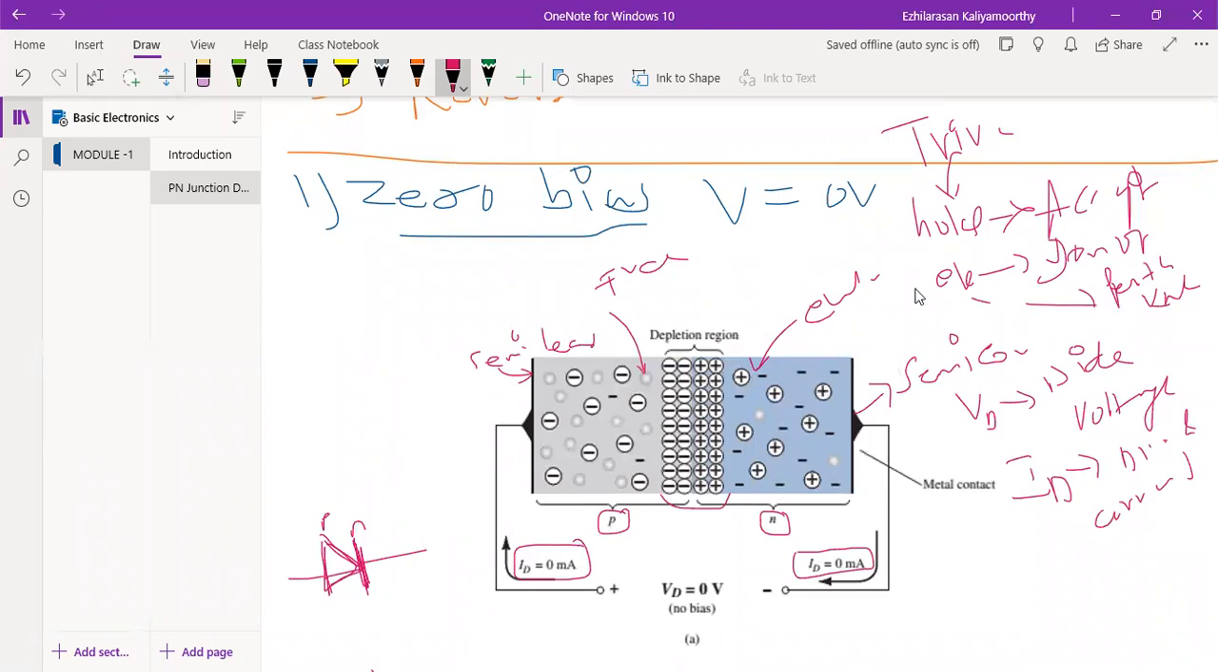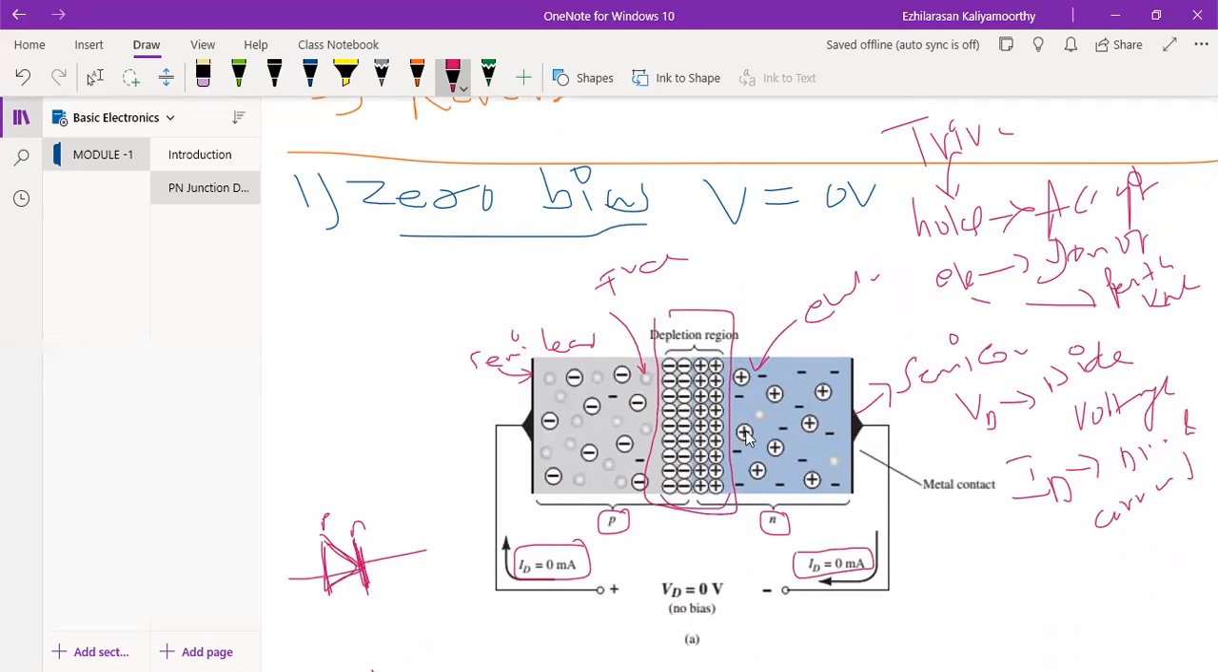So now here, the region of uncovered, see, this one, means this only. The region of uncovered positive and negative ions is called the depletion region, due to the depletion of free carriers in the region. So now all the negative charge carriers are accumulated at this side of the junction, and all the positive charge carriers are accumulated at this side of the junction.